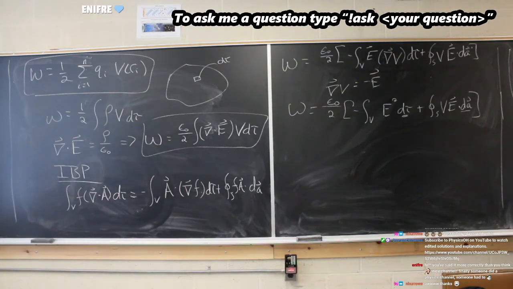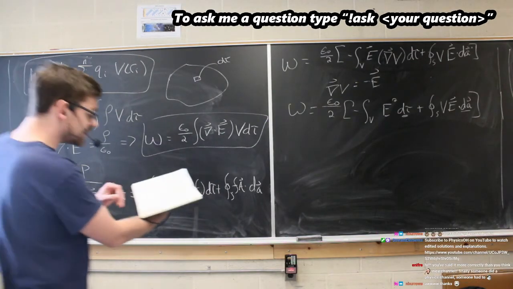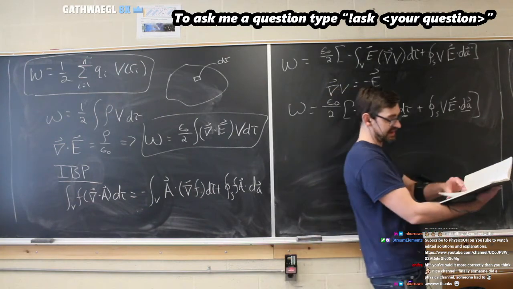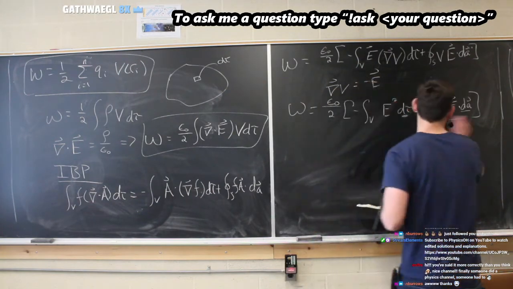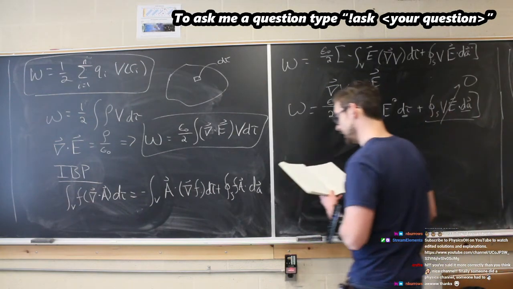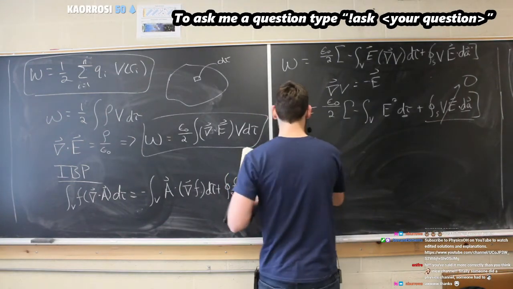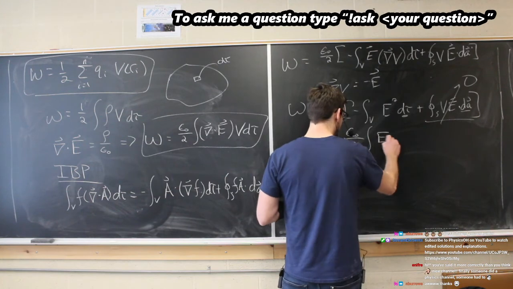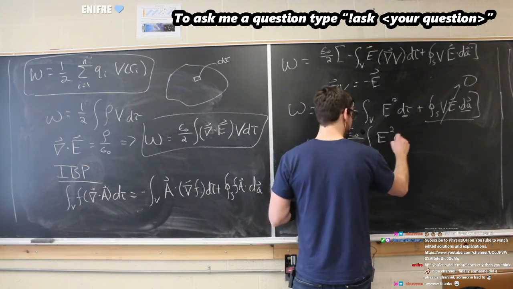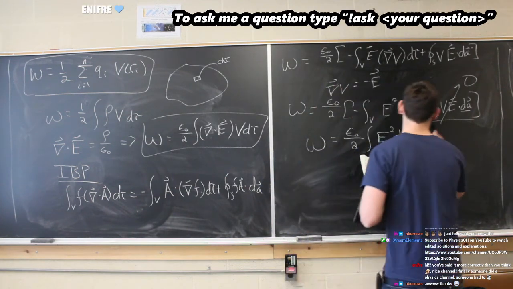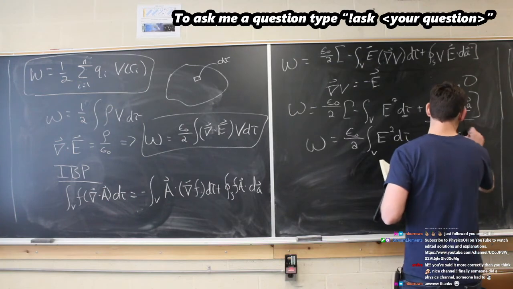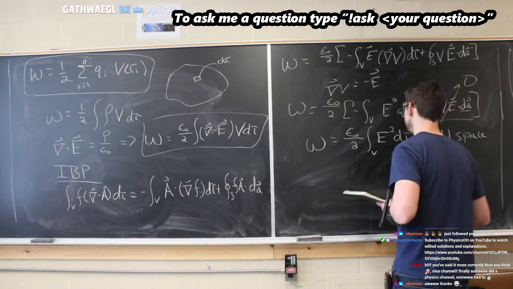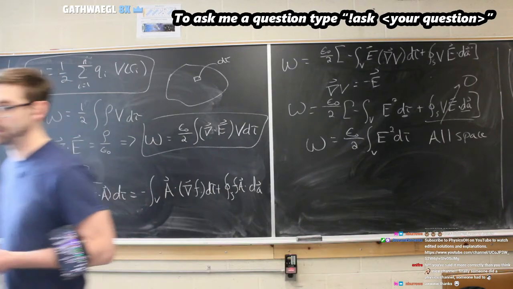Now, we're integrating over the volume of the universe, so this one will effectively go to 0. And really, we only care about this integral right here: E squared d tau over all space. Of course, you don't have to do all space. You can just pick some finite region, but then you want to include both of those.